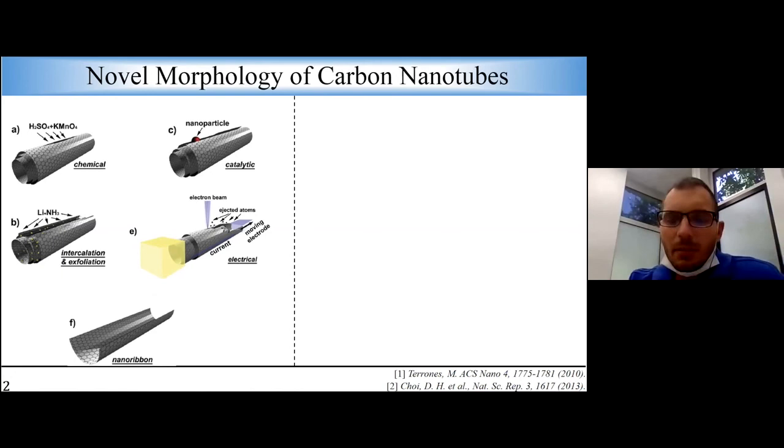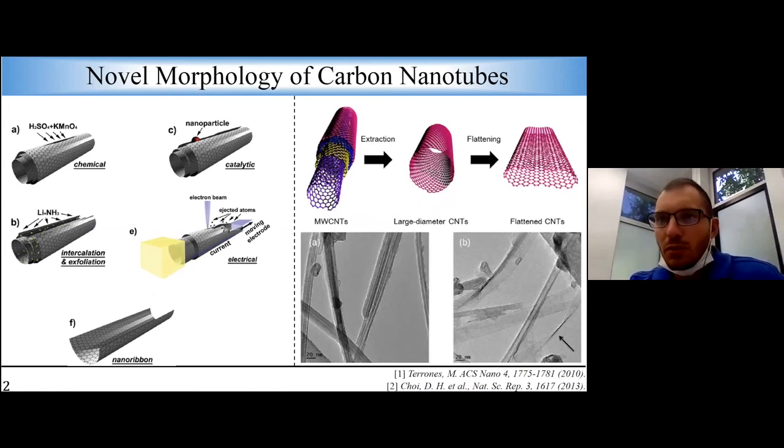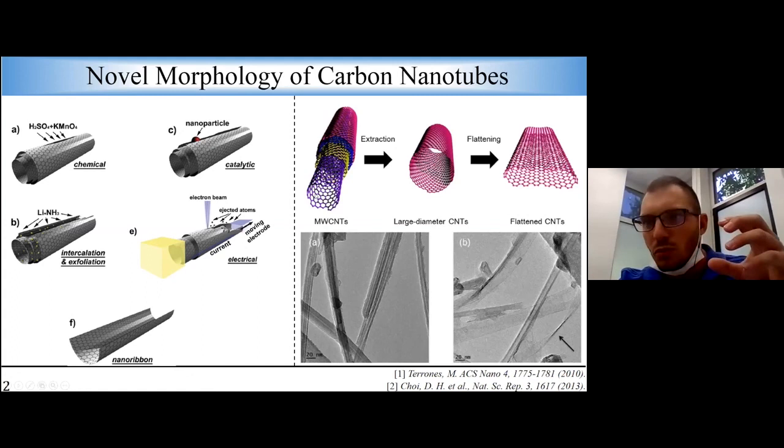But on the other end, remaining always in the context of multi-walled carbon nanotubes, if we remove the caps and the ends, it is possible by using an ultrasonic sonicator to extract the inner nanotubes. Considering just the largest diameter nanotubes, under specific conditions of pressure and temperature, it is possible to observe the spontaneous formation of a flattened geometry of the carbon nanotubes, which can be visualized in the transmission electron microscopy images shown below.